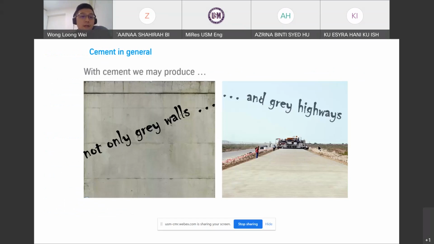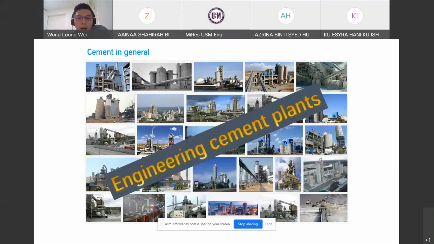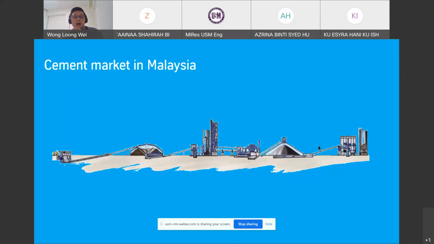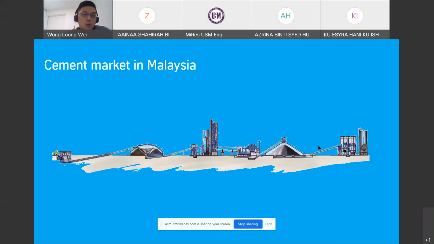So cement in general is not only about the great walls. It's not just about the great highways. It's also about beautiful and very safe buildings. You see some structures here: the bridge, the highway, the dam. These are all built by cement. And these are the cement plants. So how big is a cement plant? We will show you later what a cement plant is and the cement process. And next, let's go into detail about the cement market in Malaysia.